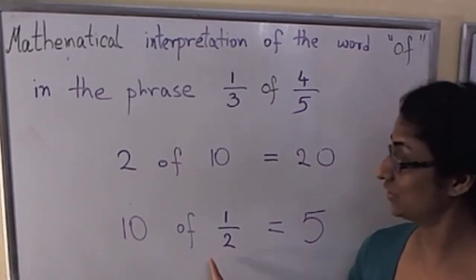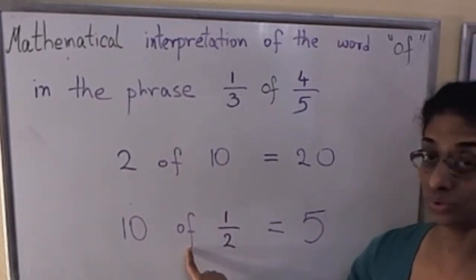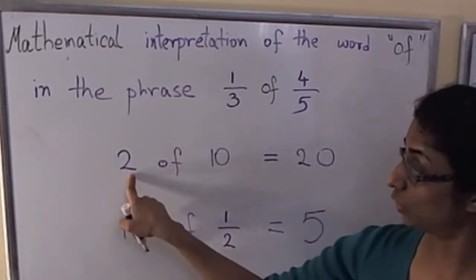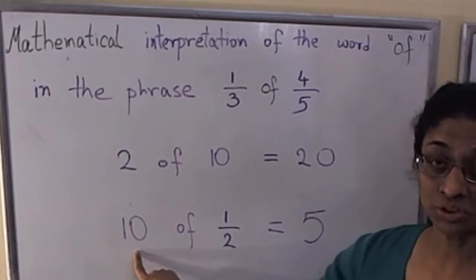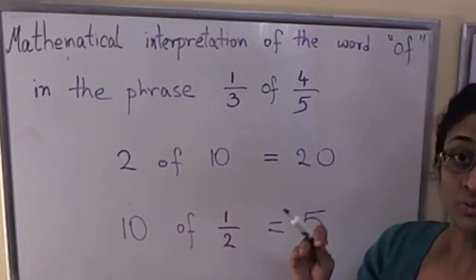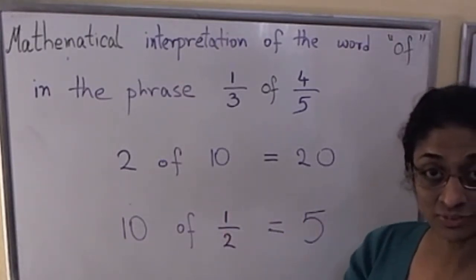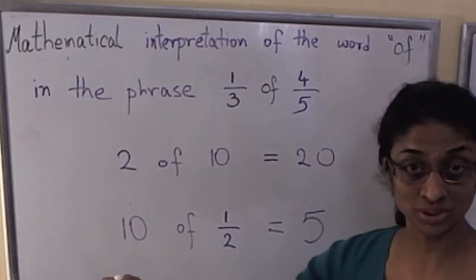So in these situations, "of" really meant "copies of." When you have a whole number here, that's how we interpreted it. Whatever you have here, we add it to itself that whole number of times.